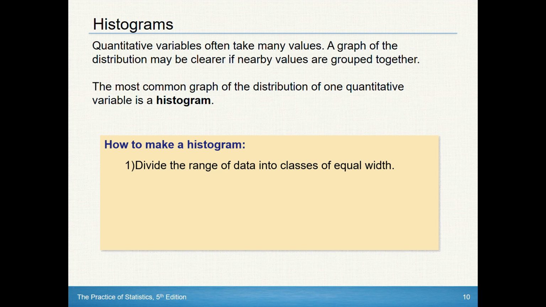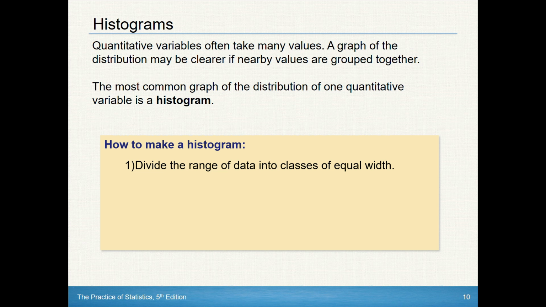How do we make it? First thing we want to do is decide how wide we are going to make our class widths. So for instance, if our numbers are from 0 through 20, maybe breaking it up by 4s, so 0 to 4, 4 to 8, etc. That would be a pretty good idea. If our numbers are 0 to 500, maybe our class width is 100. If you're looking for a rule of thumb, generally somewhere about 4 to 8 bars is appropriate.